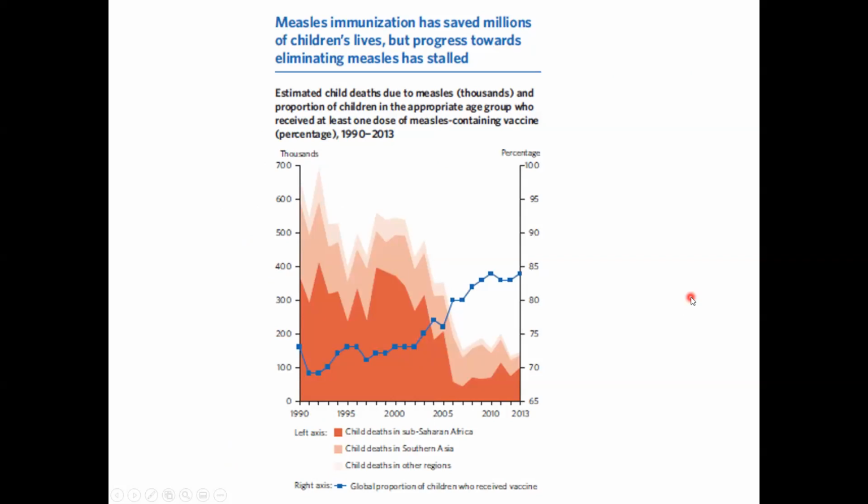Measles immunization has saved millions of children's lives, but progress toward eliminating measles has stalled. Here we have estimated child deaths due to measles in thousands, and the proportion of children in appropriate age groups who received at least one dose of measles-containing vaccine, in percentage. We see progress in that the percentage of children getting vaccinated with at least one dose is increasing.